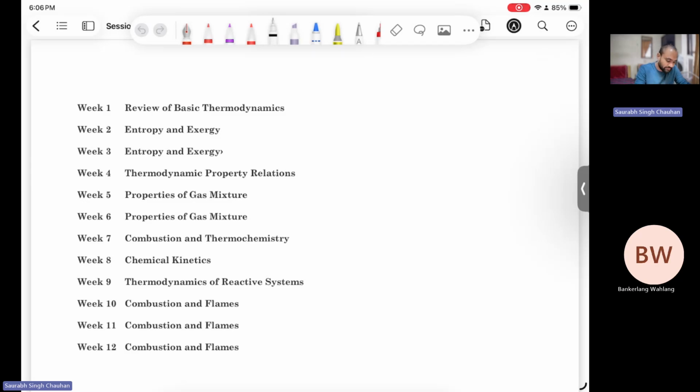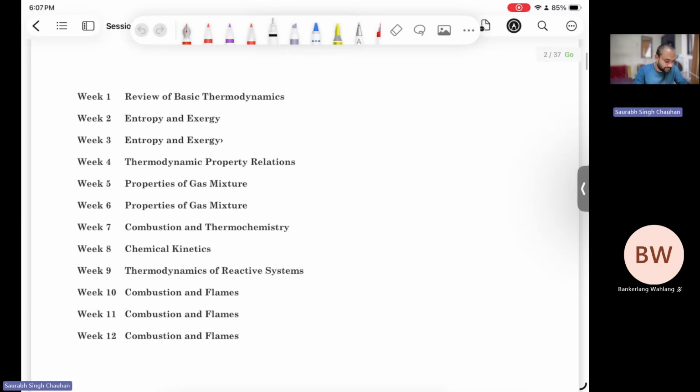This session will help you clarify some concepts, and you will also get an idea of how to solve the assignment problems. So if you have any doubt in the lectures, you can ask. If you have no doubt, then we will proceed. Do you have any questions, or should we proceed?